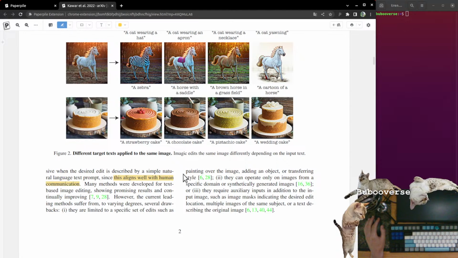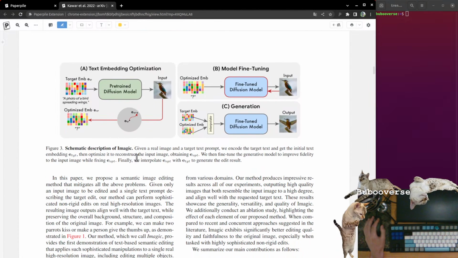Some drawbacks of the previous approaches here, painting over an image, adding an object, transferring a style. They can only operate on images from a specific domain or synthetically generated images. Require auxiliary inputs, such as a mask or images of the same subject. In this paper, we propose semantic image editing that mitigates all the above problems.